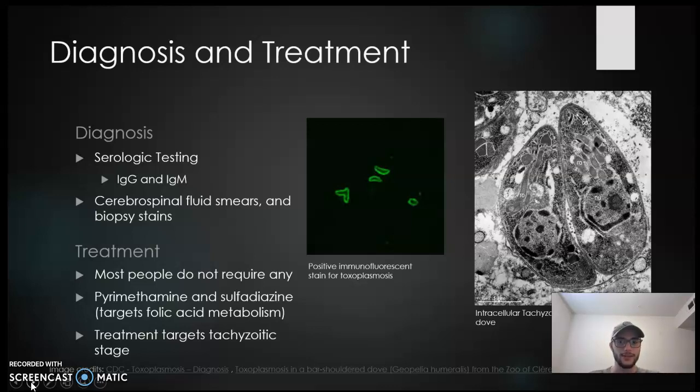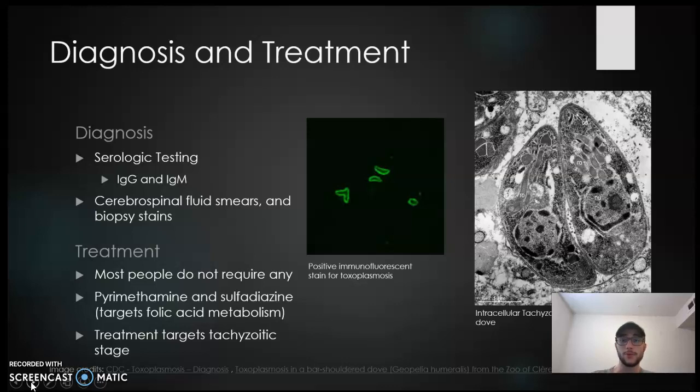If it's a pregnant woman, they test for IgM antibodies because that tells you when the infection occurred. If there are no IgM antibodies, the pregnant woman does not have to worry about birth defects, because birth defects only occur if the infection is a new infection during the pregnancy. It's the tachyzoites that are capable of crossing the placenta. So they also do cerebrospinal fluid smears and biopsy stains. On the slide is an image of a positive stain. So in the green are the actual toxoplasma.